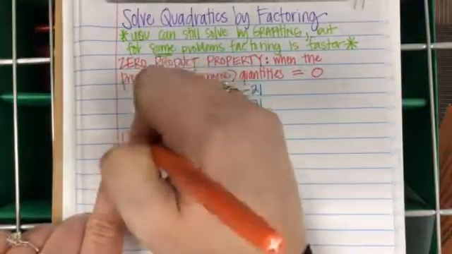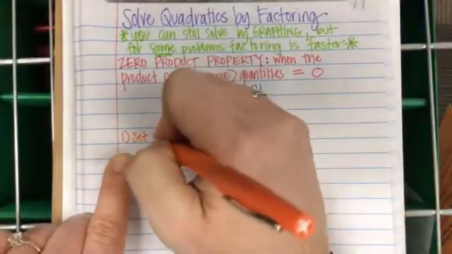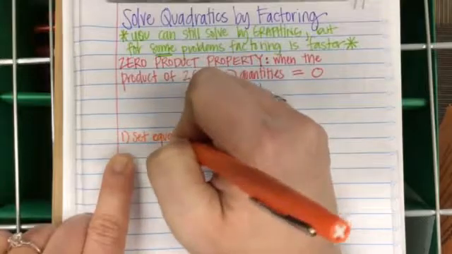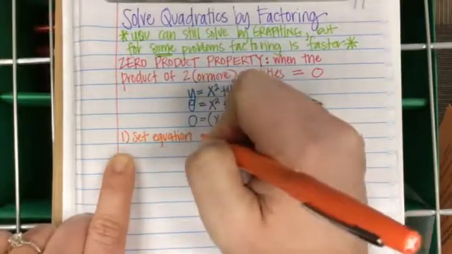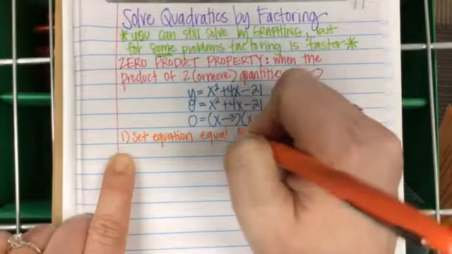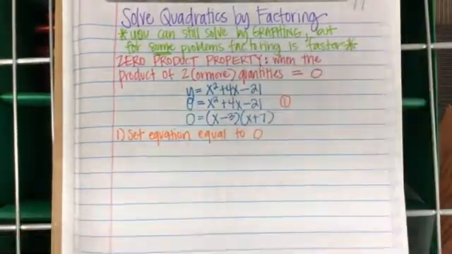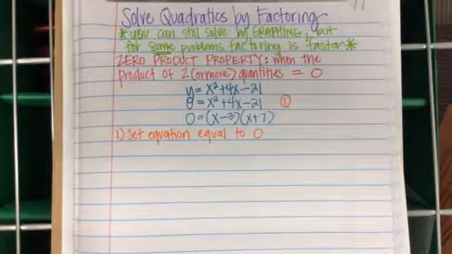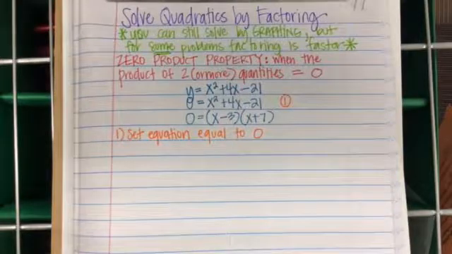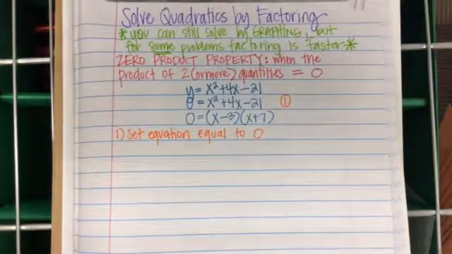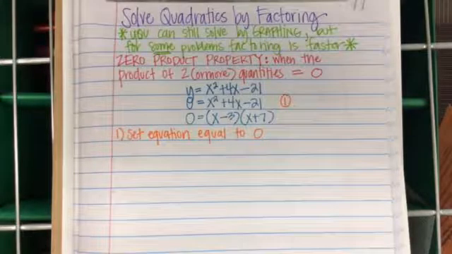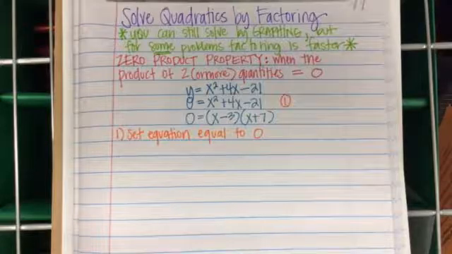Step 1, set equations equal to 0. Right? That was step 1 right there. Step 1, set it equal to 0. I mean, that's kind of a dumb rule, right? You could still technically factor it even if it wasn't equal to 0.